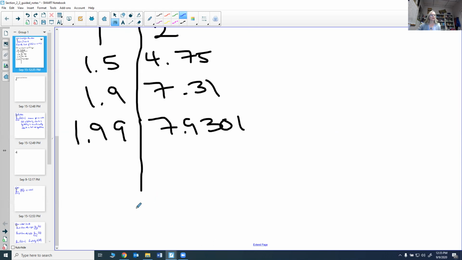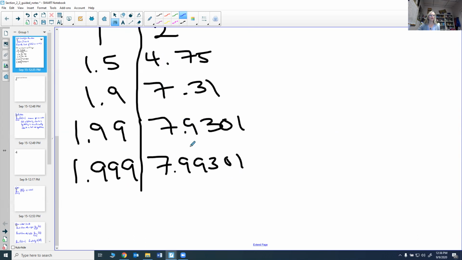So I wonder if I could get even closer. Maybe 1.999 is even closer to 2. I mean, that's pretty close to 2. When I plug that in my calculator, I get 7.99301. So now I notice I went from 2 to 4 to 7.3 to 7.9, and now 7.99. These seem to be getting the same numbers, so it looks like we're doing pretty good.